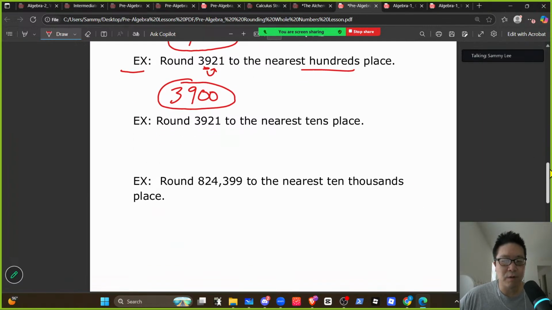Okay, let's try another one. Round 3,921 to the nearest tens place. 3,920. Okay, the number in the tens place is 2. The number next to it is 1, so it gets rounded down. It's going to be 3,920. Very good.